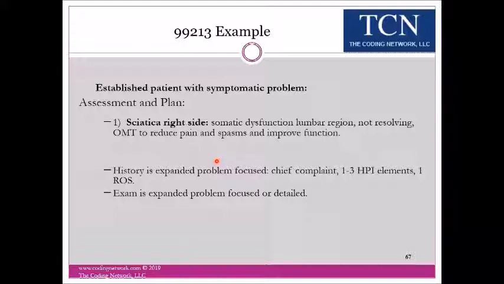And that's not a lot of information that you need there. But you would need at least, of course, your chief complaint. Expanded problem focus history only requires 1 to 3 HPI elements and 1 review of systems. That's easy to meet. And the exam being expanded problem focused, at least, you only need to document 2 body areas or organ systems.